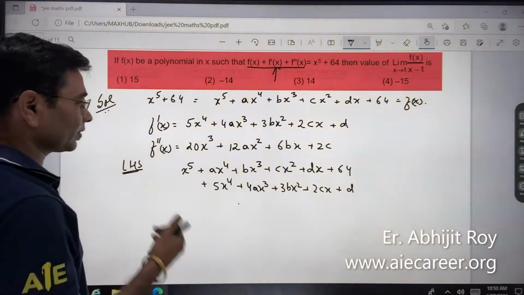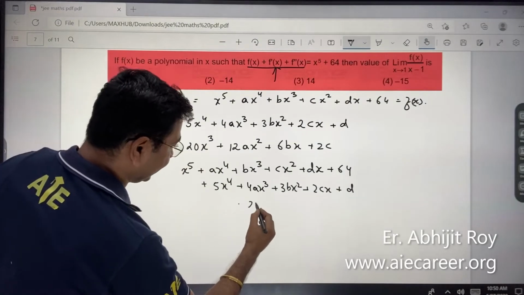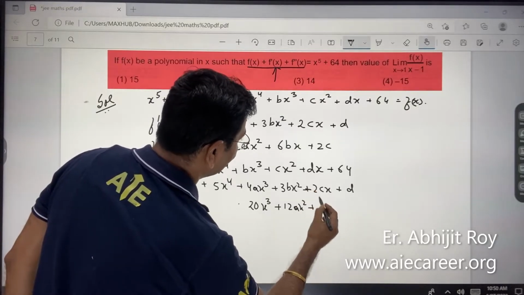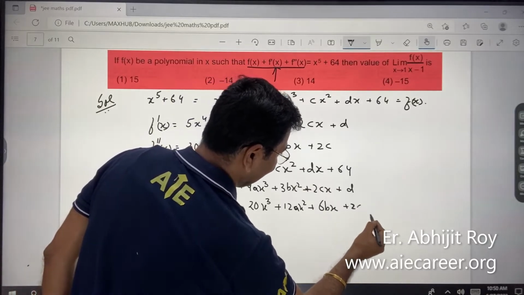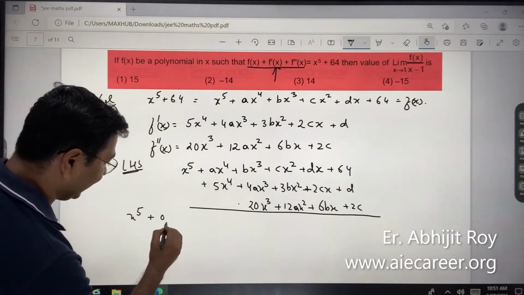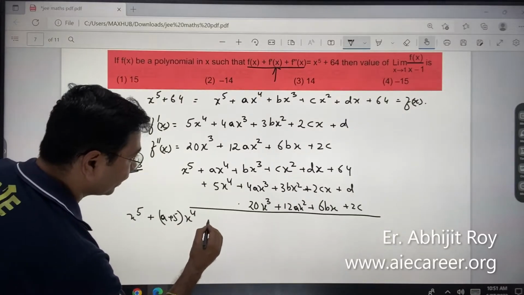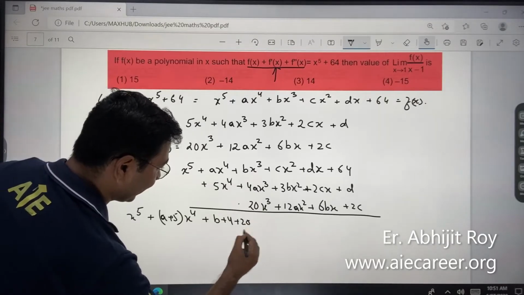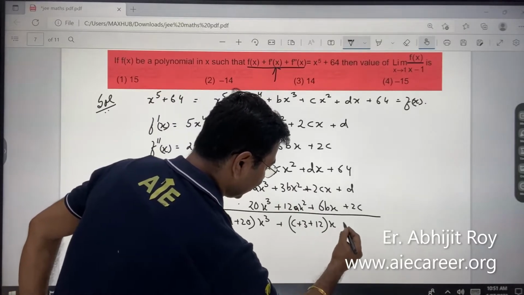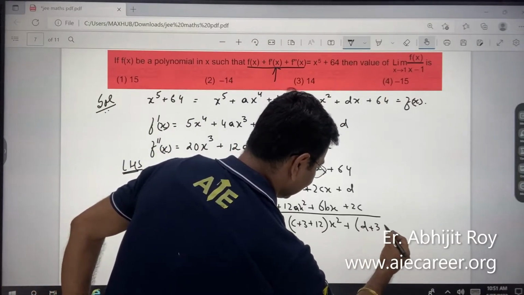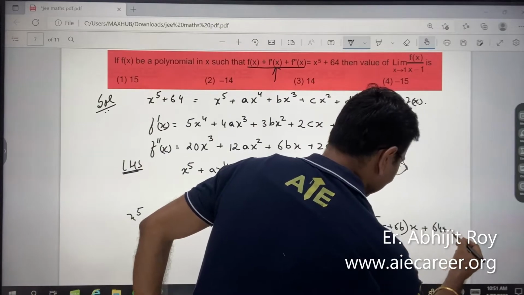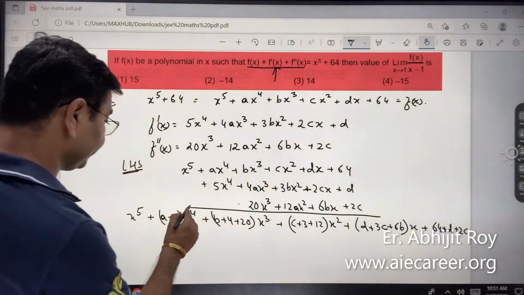Now look at this. Right, थोड़ा सा कैलकुलेशंस देखते रहिएगा आप भी, right? And then we have got this 20x cube plus 12a x square plus 6b x plus 2c, and if you add them all, I'm going to get it as x to the power 5 plus a plus 5 जिसके साथ x to the power 4 आ जाता है, x cube की कोफिशिएंट हो जाती है b plus 4 plus 20, राइट, एंड वो x square हो जाती है c plus 3 plus 12, जो x हो जाती है प्लस d plus 3c plus 6b, राइट, एंड द कांस्टेंट टर्म इज 64 plus d plus 2c. So इस तरह से I got my expression.